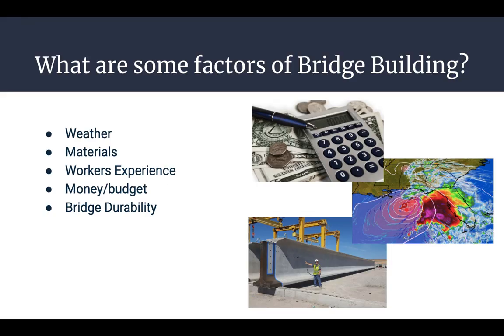And now, what are some factors of bridge building? Well, weather. If you think about it, you're not going to be building bridges that you make in Washington the same as you make in Oklahoma because of the different weathers. There's a lot of tornadoes in Oklahoma, and in Washington, a lot of rain, so we're going to be using a lot of different materials, which brings in the materials depending on where the bridge is being built, and of course, the budget.